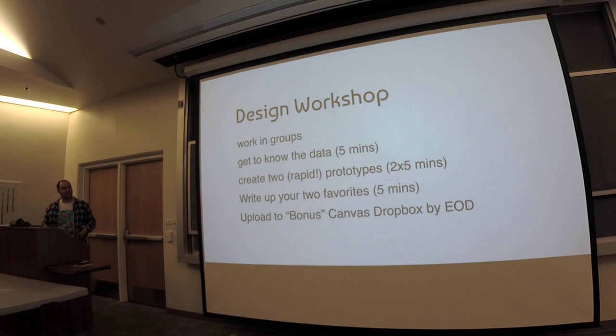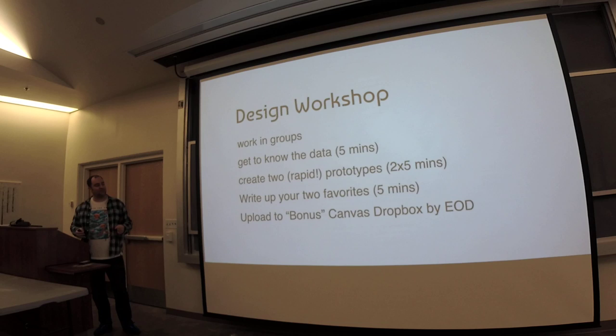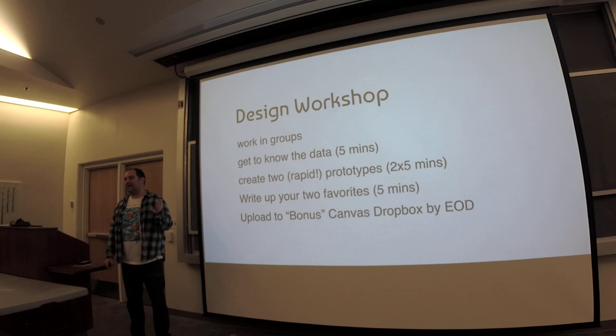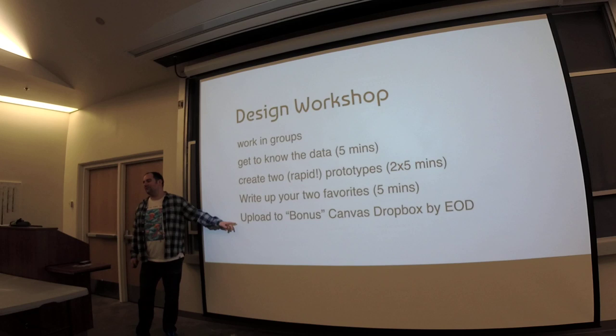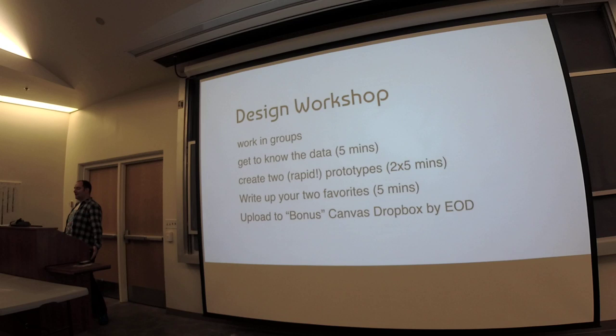In this workshop, I would like you to work in groups, spend 5 minutes getting to know the data and trying to understand what kinds of things you would want to ask of it. Then create two rapid prototypes. You take about 5 minutes for each. Then write up your two solutions. This was originally for three, but just write up two. You can upload this to the new bonus category on Dropbox. You have until the end of day today. We'll take about 25 minutes for this exercise. If you don't wrap up here, you can of course wrap up after class.